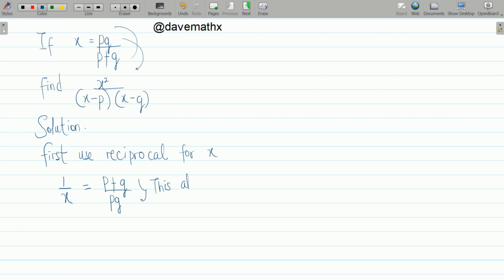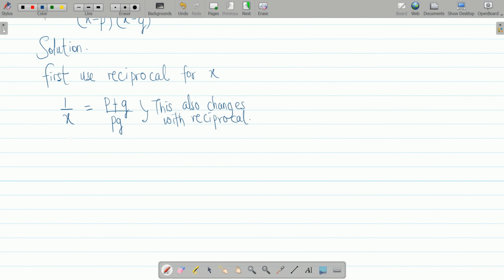In mathematics, whatever affects the left side also impacts the right side. If 1 over x changes, p plus q over pq also changes. Then we can split, using the basic LCM rule for the multiplication of two numbers at the denominator.